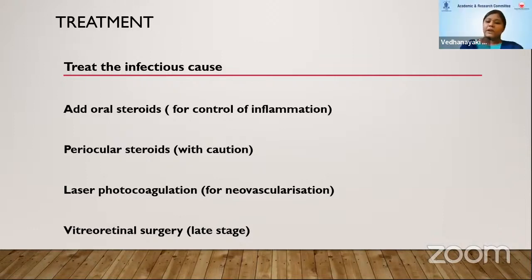When coming to periocular steroid, either intravitreal or PST, it has to be with caution, mainly when we are dealing with toxo or with ARN. Similarly, go for laser photocoagulation based on the FFA findings, to prevent neovascularization in future. And in late stages, we have to opt for vitreoretinal surgery once the patient has had vitreous hemorrhage and tractional RD.